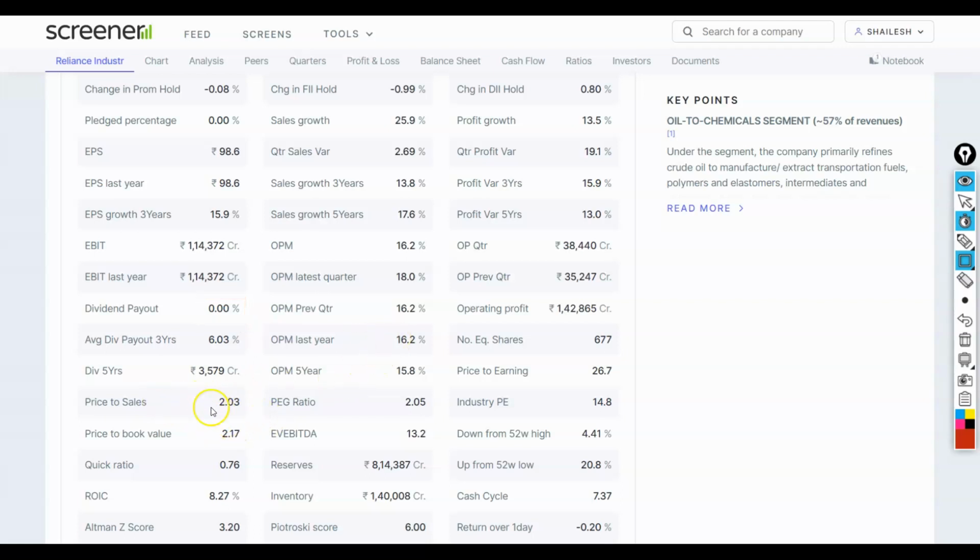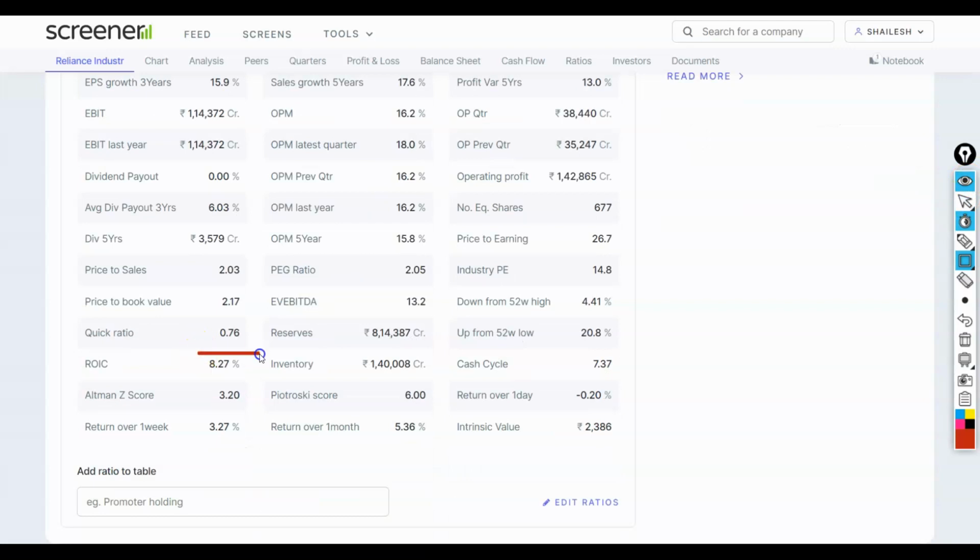And if we look into the quick ratio, the PEG ratio, so the PEG ratio is 2.005, which leaves little room for the company to actually expand, but this is a futuristic ratio. Now, if we look into the quick ratio, it is 0.76, which is not good. The return on invested capital is 8.27, which means it is in alignment with what exactly the FDs are giving you. So the Piotroski score is 6, which specifies average financials. The Altman Z score is 3.2, which is okay.